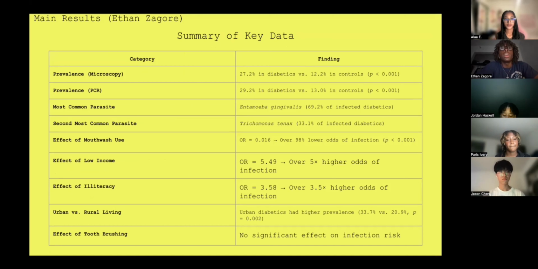The most common parasite was Entamoeba gingivalis, found in 69.2% of infected diabetic patients, followed by Trichomonas tenax in 33.1%. These results show that diabetics are nearly 3 times more likely to carry oral parasites than non-diabetics. Surprisingly, though, toothbrushing alone did not reduce risk, but regular use of mouthwash was strongly protective, reducing infection odds by over 90%.